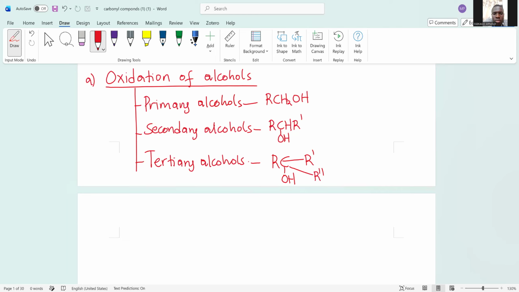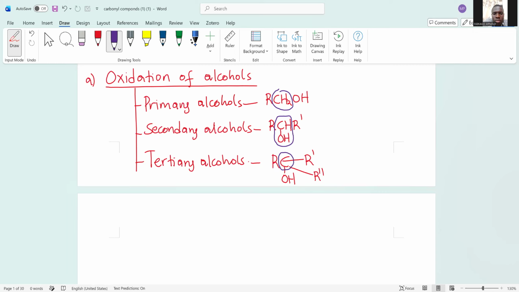In simple terms, primary alcohols generally have one alkyl group, one R group. Secondary alcohols generally have two R groups. Tertiary alcohols generally have three R groups. Moreover, look at this highlight in pink. Primary alcohols have a CH2 close to OH. Secondary alcohols have a CH bonded to OH. Then tertiary alcohols lack a hydrogen there on the C.